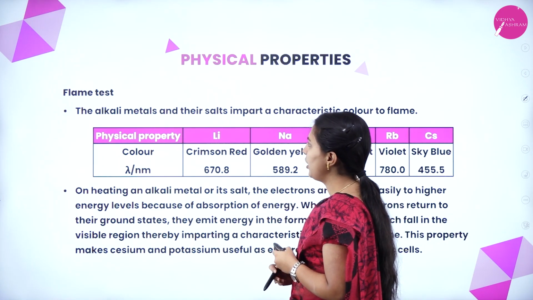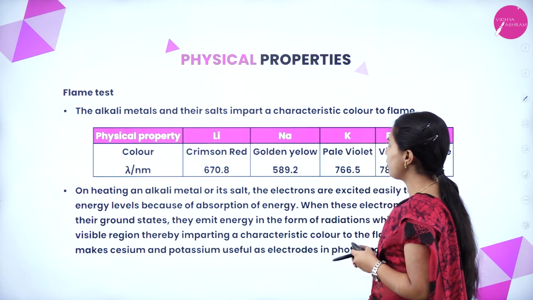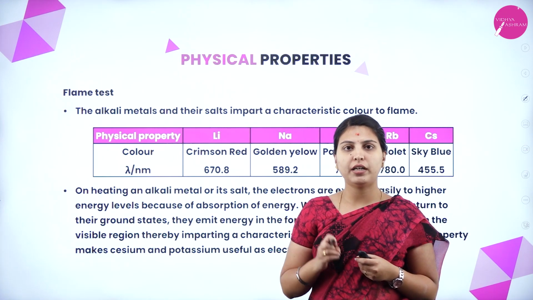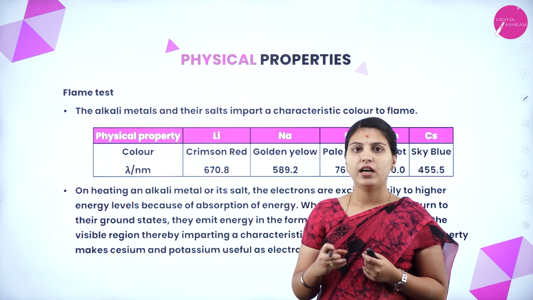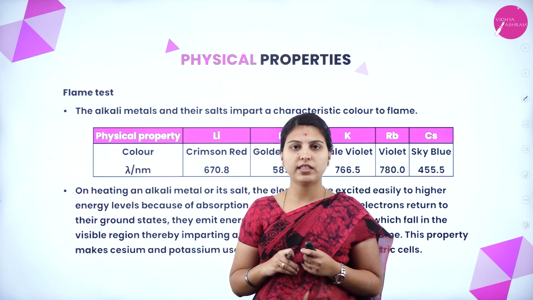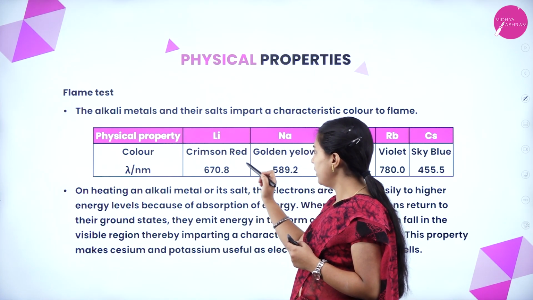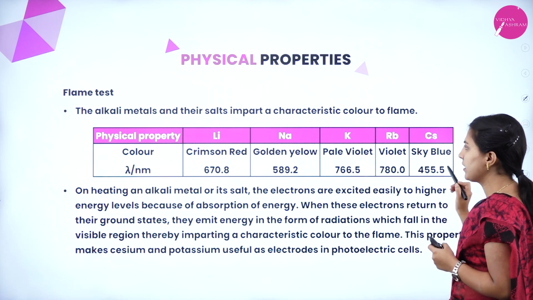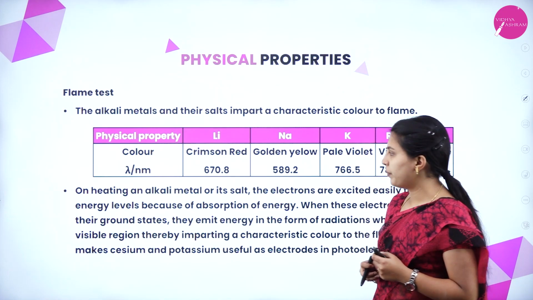Next is the physical property of alkali metals, that is the flame test. The alkali metals and their salts impart a characteristic color to the flame. In salt analysis, if you have observed calcium, magnesium, strontium, barium, they impart a characteristic color. By seeing that color only, you can identify which ions are present in the given salt. And what are those colors? Lithium crimson red, sodium golden yellow, potassium pale violet, rubidium violet, cesium sky blue, and barium and strontium are there too, brick red and apple green.